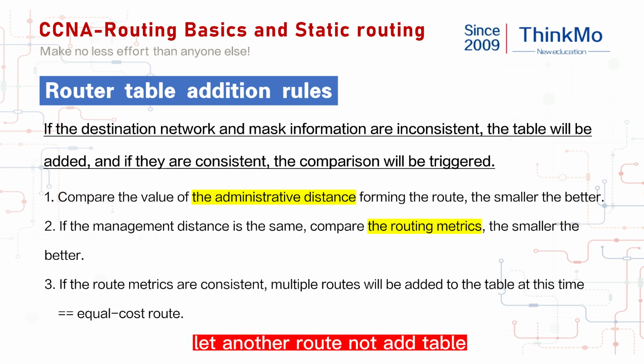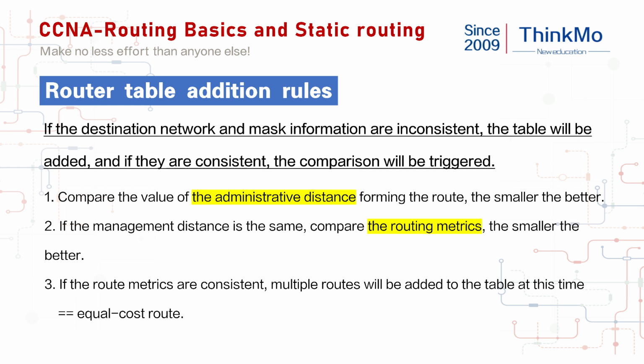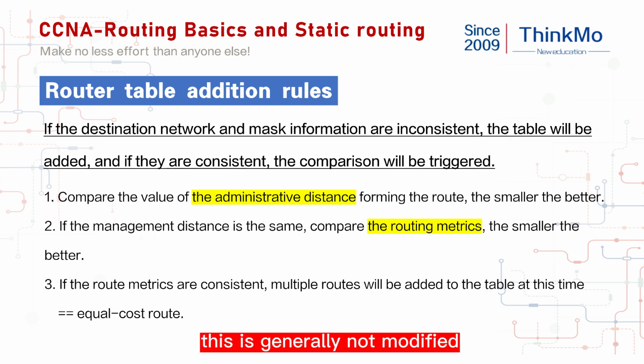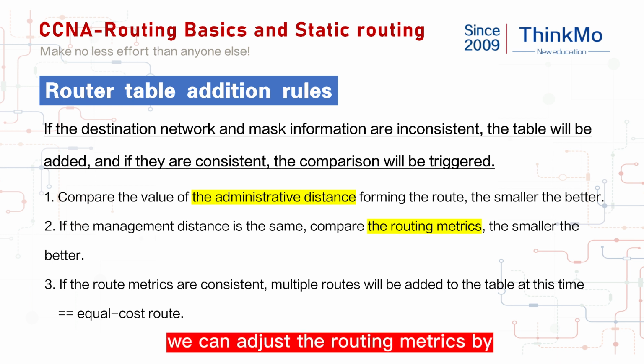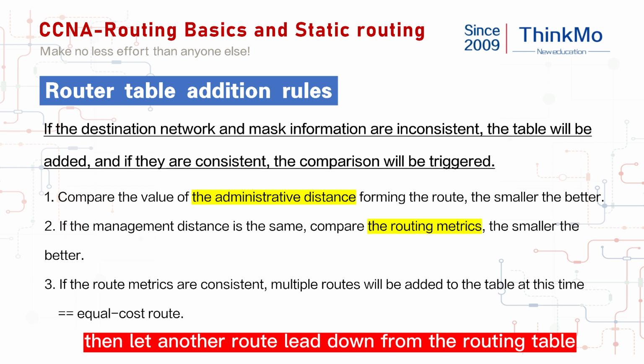Let another route not be added to the table. But for static routing, the administrative distance is 1, and this is generally not modified. We only modify the routing metric. That is, we can adjust the routing metrics, and then the other route will be left out of the routing table.